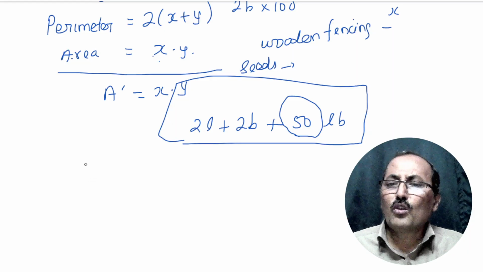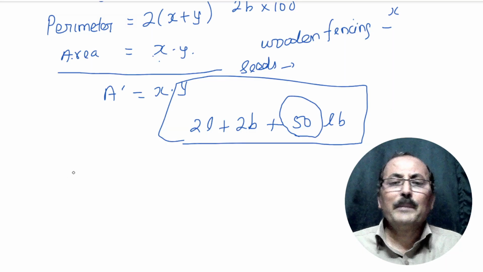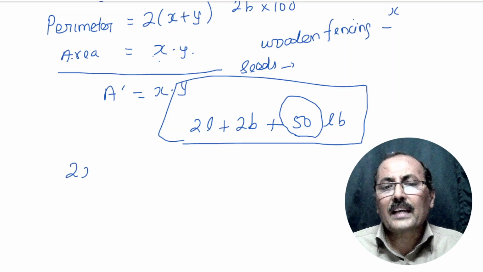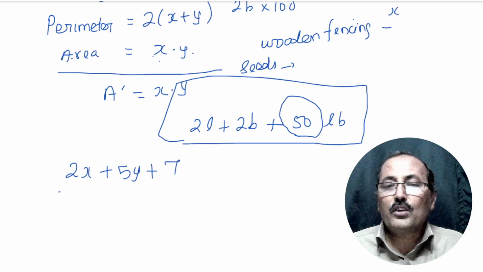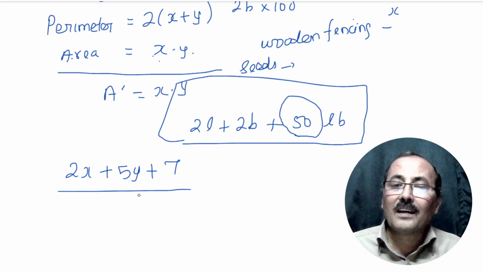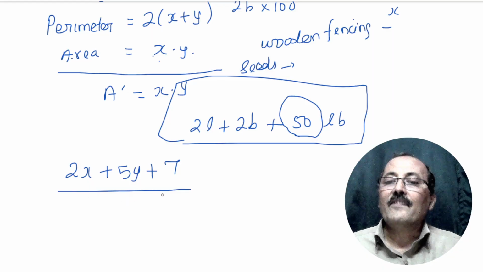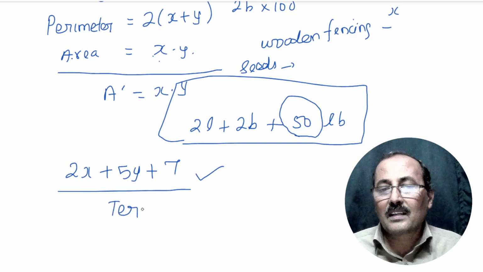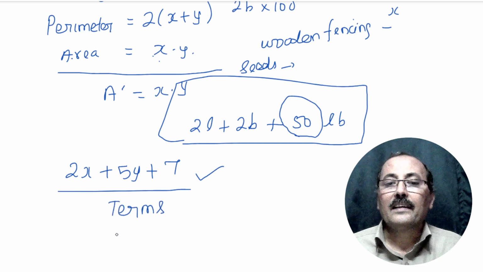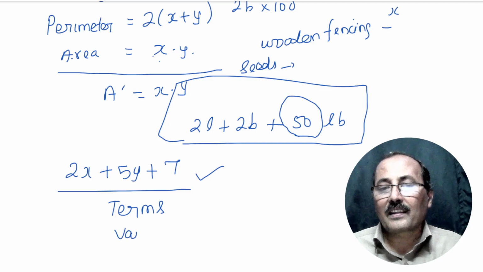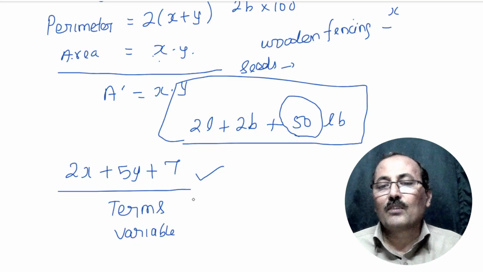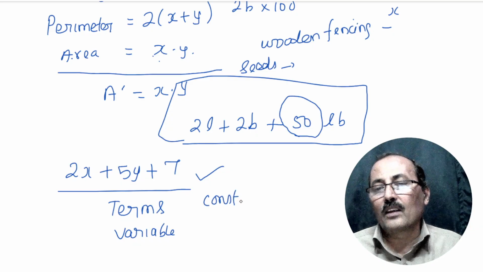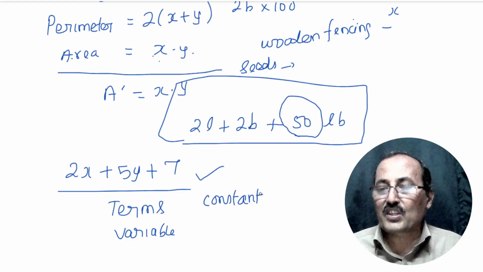Okay, we have seen so many things now. Let me give an example: 2x plus 5y plus 7. Can you identify the terms, constants, and variables in this one? So, three things I want. Terms. Okay, how many variables are there? And the third one is constant. You write this alone, you write in the comment section.